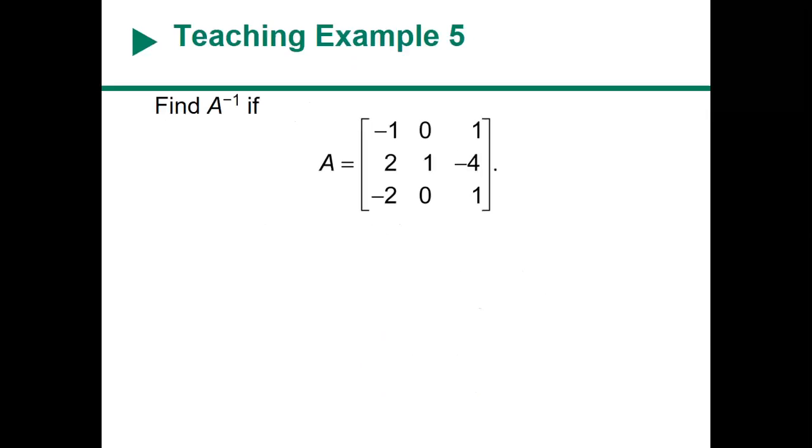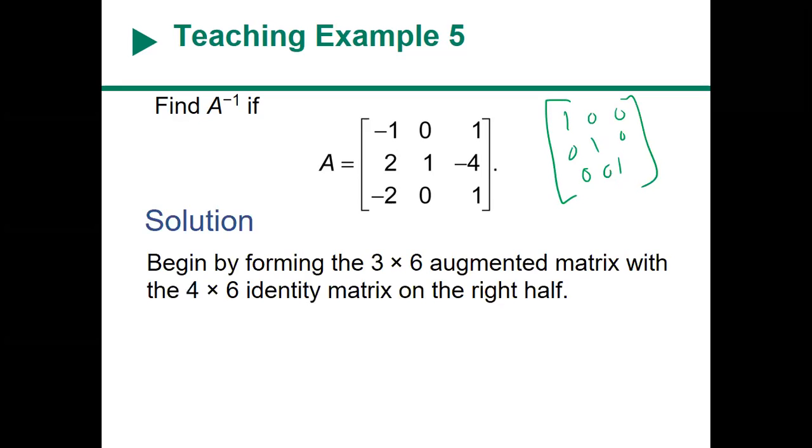All right. Let's try a harder one. So we have a 3 by 3, and our goal is to become 1, 1, 1, 0, 0, 0, 0, 0, 0. That's ugly, but you get it. All right, so we're gonna make a 3 by 6 now.